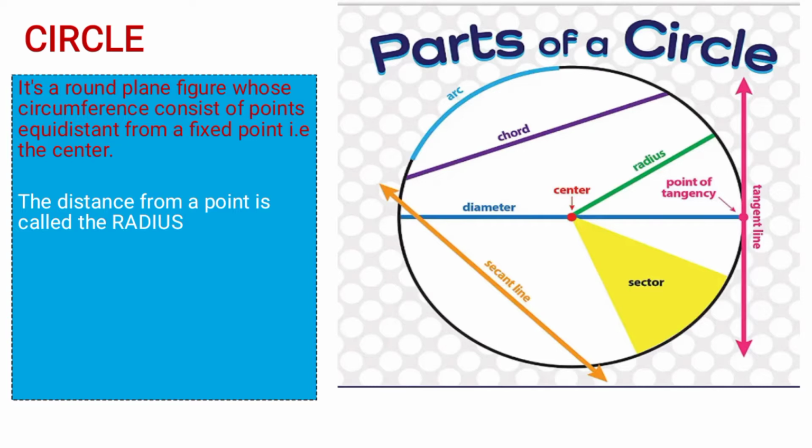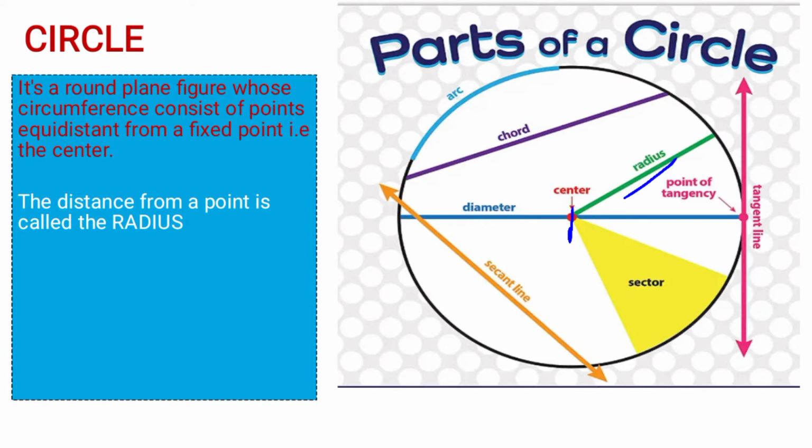What is a circle? A circle is a round plane figure whose circumference consists of points equidistant from a fixed point that is the center. Here is the center. We also have the radius, which is the distance from that fixed point. Here is the radius. A circle contains several parts.